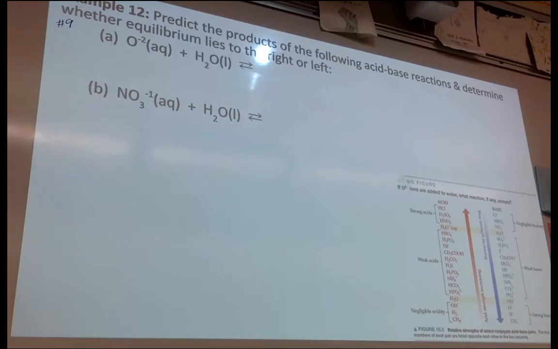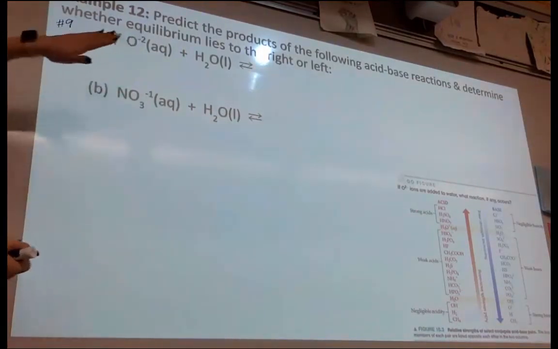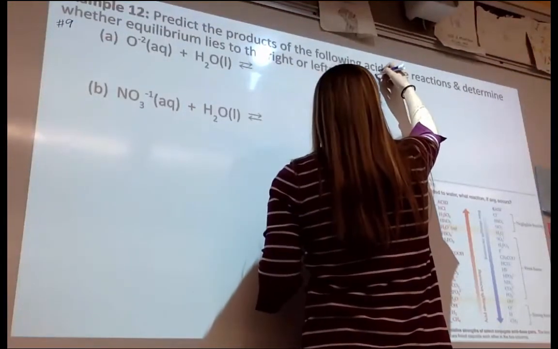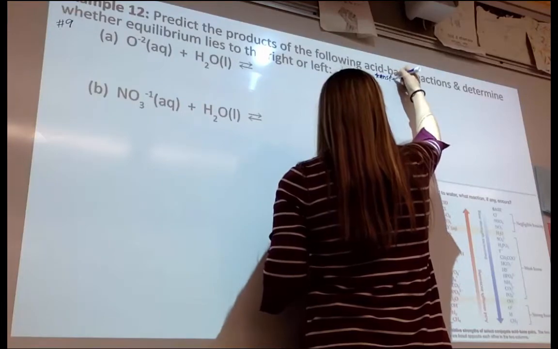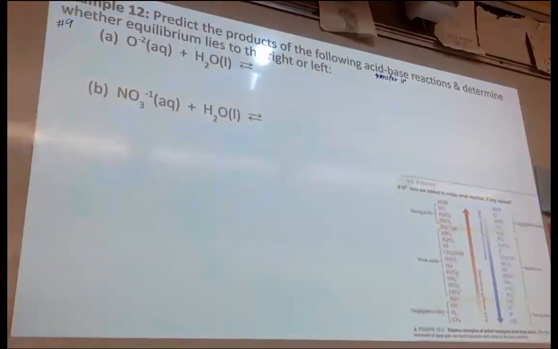So predict the products of the following acid-base reactions and then determine whether equilibrium lies to the right or the left. For part A, the first thing we need to do is predict the products. Now it tells us it's an acid-base reaction, which means there's a transfer of an H+. That's the definition of an acid-base reaction, transferring a proton between an acid and a base.